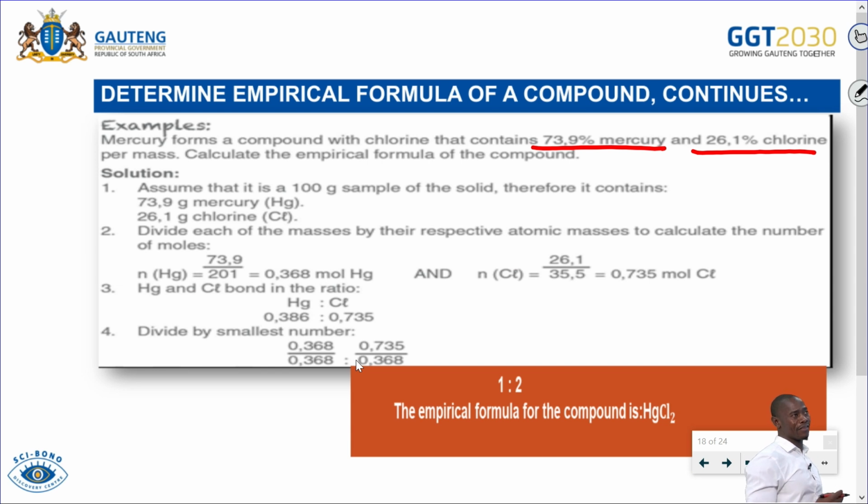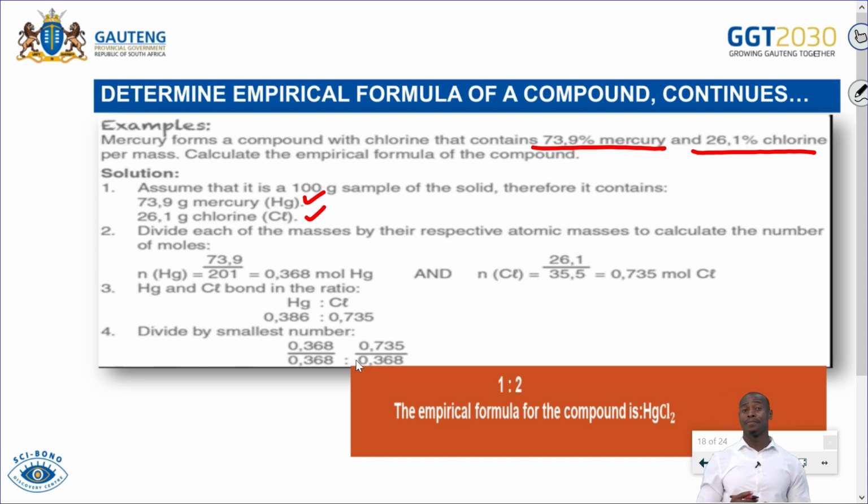So we want to find the empirical formula of this compound. Mercury is 73.9, and chlorine is 26.1. First thing that you need to do is to express the percentages as masses. So you assume that it is a 100 gram sample of the solid. Therefore, it contains 73.9 grams of mercury. Then the percentage of chlorine is 26.1, which means that we have 26.1 grams of chlorine. Now we have the masses.